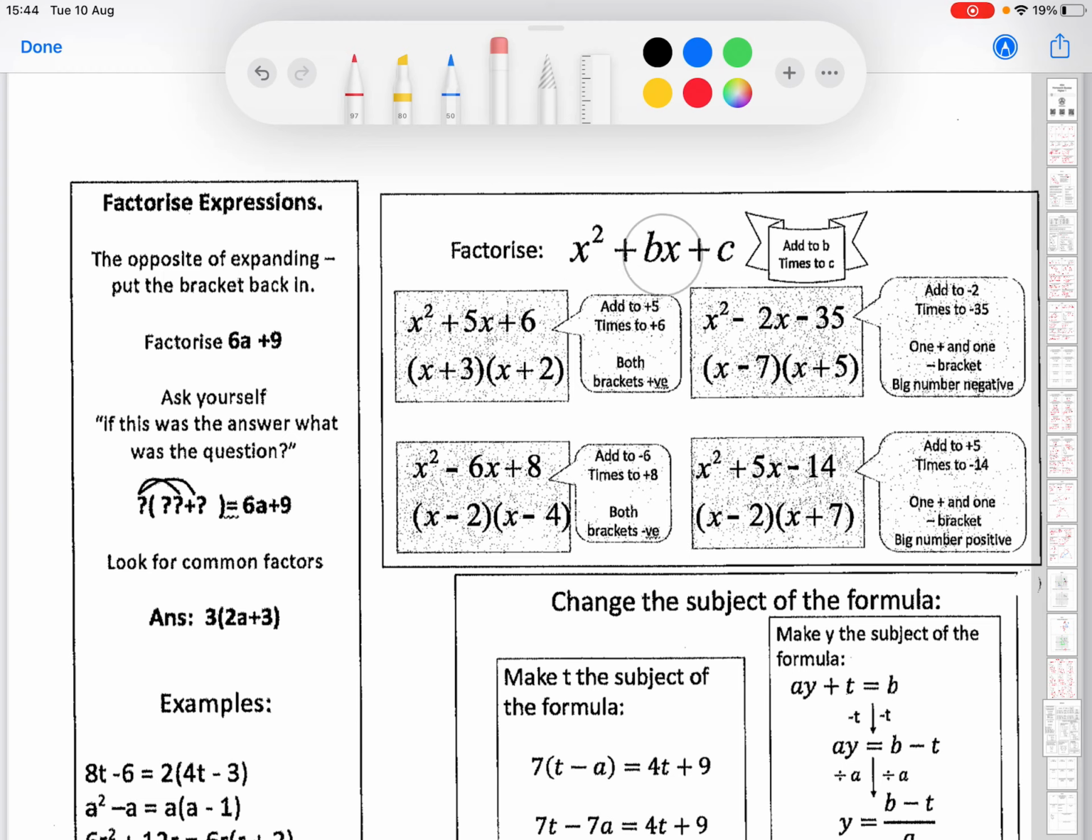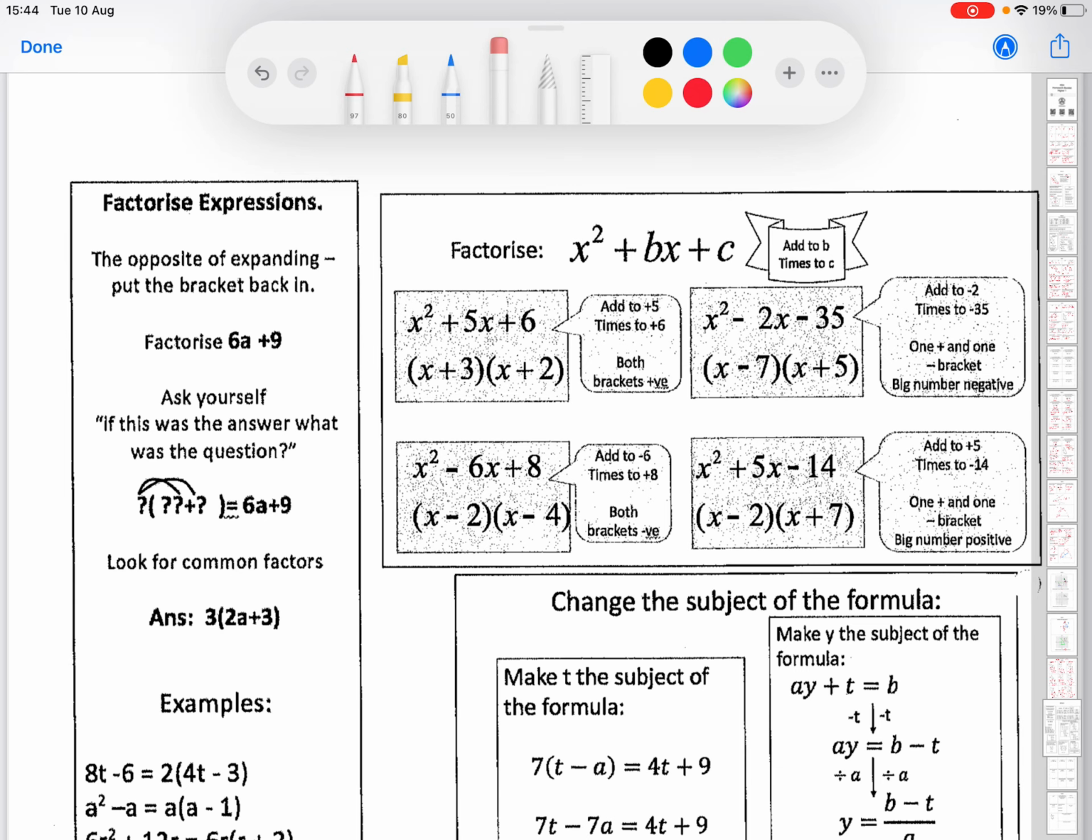If you have factorising with a quadratic, this means you've got an x squared in it, another x, and a number. I like to write down my factors of the last number, because you want two brackets with two numbers that multiply to make the 6 and add up to make the positive 5.